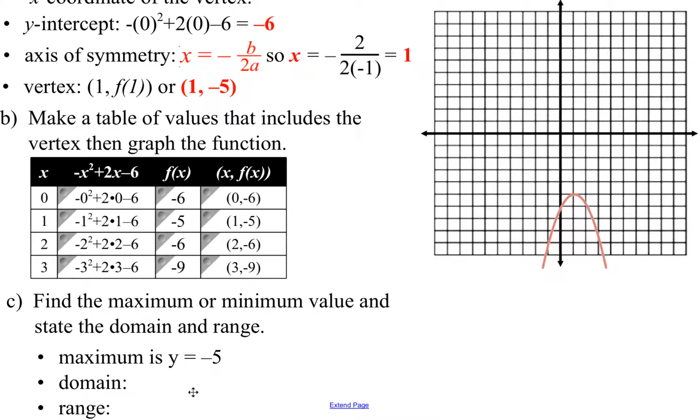It only gets smaller. The domain is all reals. Okay, that's true for all of our quadratic functions, and we don't have any limitations on this one. How about our range? What kind of values will we get on the y-axis? Will we ever get anything up here that's a positive value on the y-axis? The answer is no. We already said our maximum is negative 5. So all of our range values, anything we get out of the function, will be smaller than negative 5. So the range is y is less than or equal to negative 5.